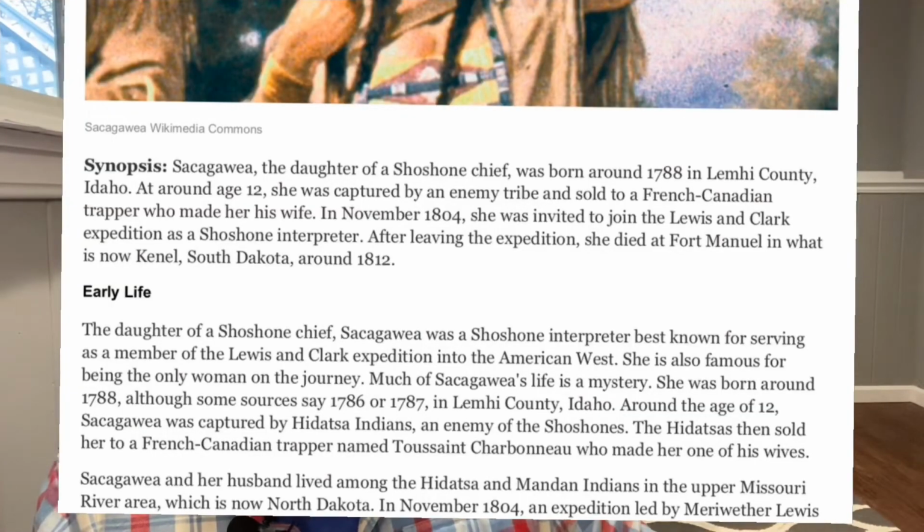And the reason not a lot is known about her early life is because when she was born as a baby, nobody knew that she would be this famous pioneer of the American West. So that's why the dates of her birth are a little unclear. Around the age of 12, Sacagawea was captured by the Hidatse Indians, an enemy of the Shoshones. The Hidatses then sold her to a French-Canadian trapper named Toussaint Charbonneau, who made her one of his wives.